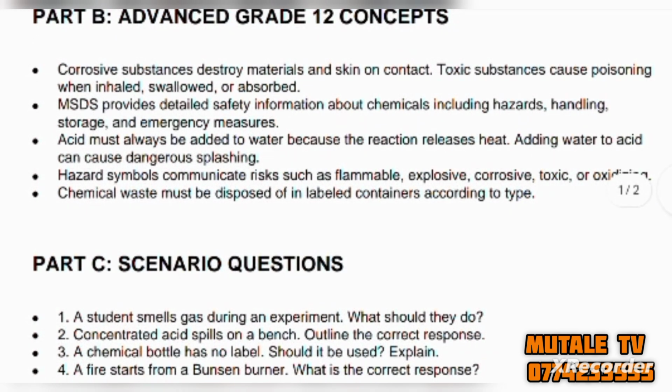Now, hazard symbols communicate risks such as flammable, explosive, corrosive, toxic, or oxidizing. So what we understand about this is, let's say we see a skull symbol on a container. From there onwards, we will realize that this substance is corrosive or toxic. Then if we see a flame on a substance, we can conclude that this substance is flammable.